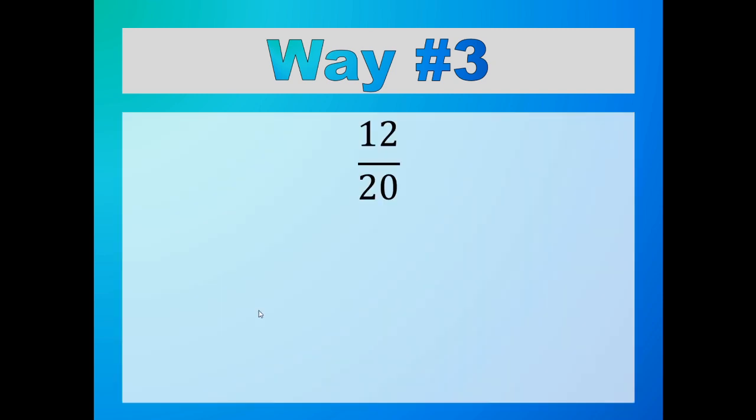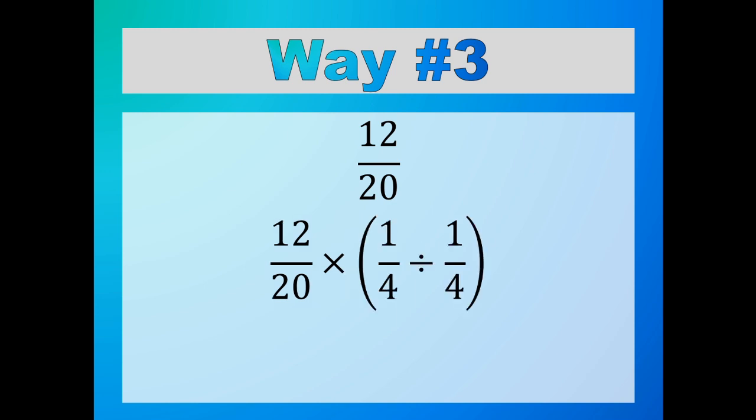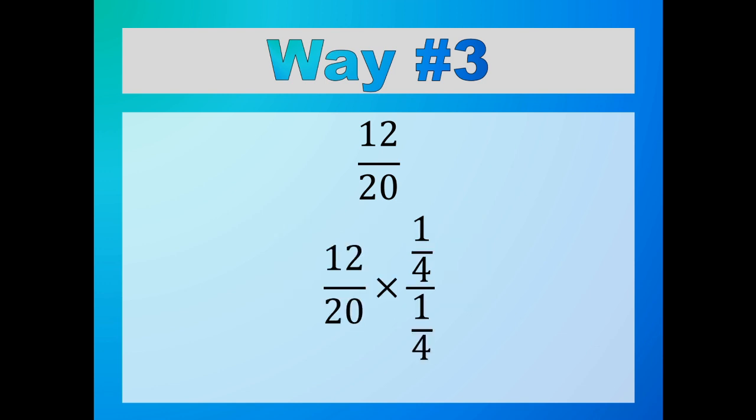Let's talk about 12/20ths. 12/20ths times 1 is equal to 12/20ths because anything times 1 is equal to that anything. Likewise, anything divided by that anything is equal to 1, so 1/4 divided by 1/4 is equal to 1. Now let's rewrite the divide sign as so, and now we're multiplying 2 fractions.